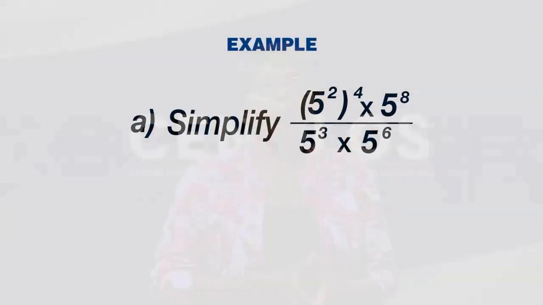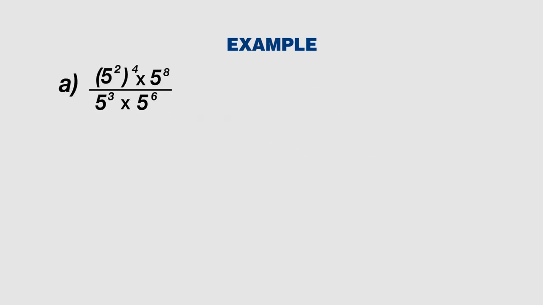It says (5^2)^4 times 5^8, divided by 5^3 times 5^6. You want to simplify this expression. Good. So we'll use the law of powers for the first part. That will give us 5 raised to the power 2 times 4, and that gives us 5 raised to the power 8.